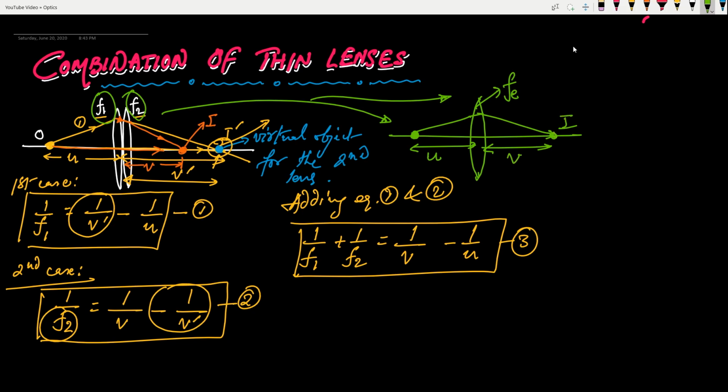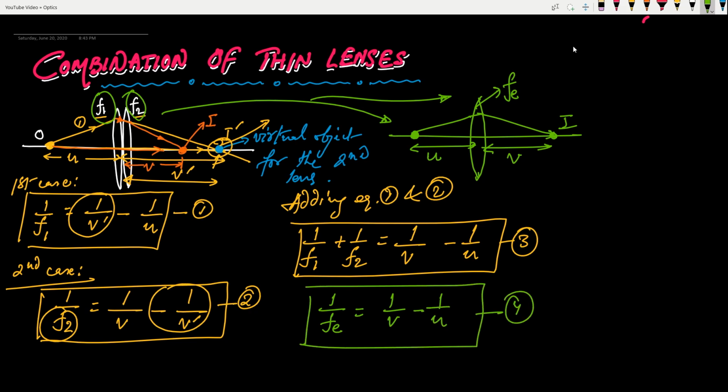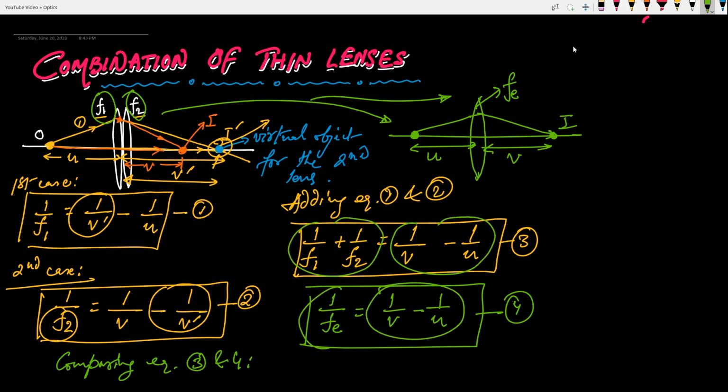So if we apply the lens formula for this combination, then we can say that 1 by fe will be equal to 1 by v minus 1 by u. So this is our fourth equation. Now if we compare equation 3 and 4, we can see that the right hand side is similar. Therefore, the left hand side should also be similar.